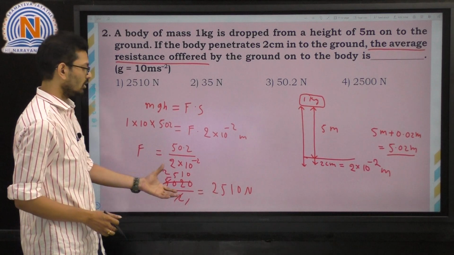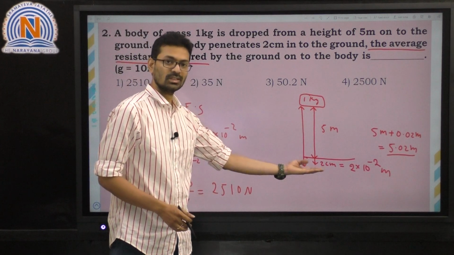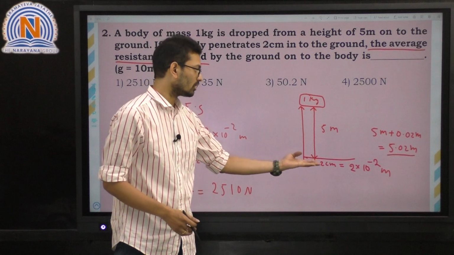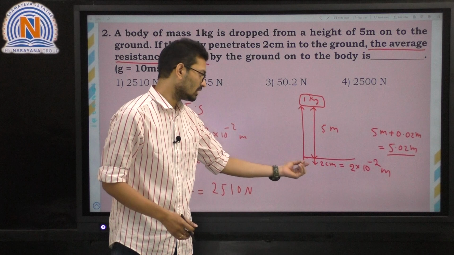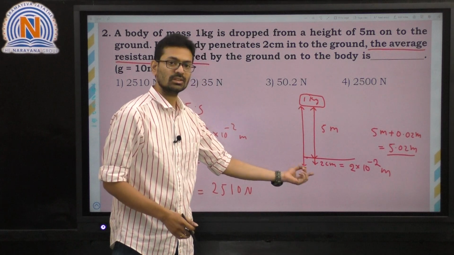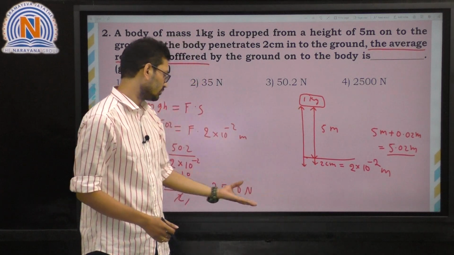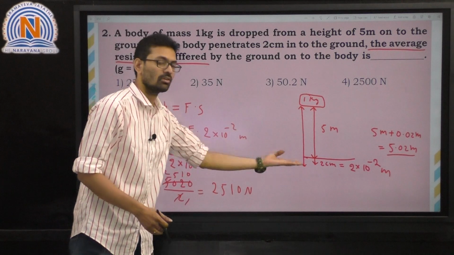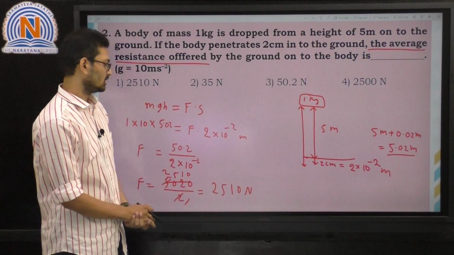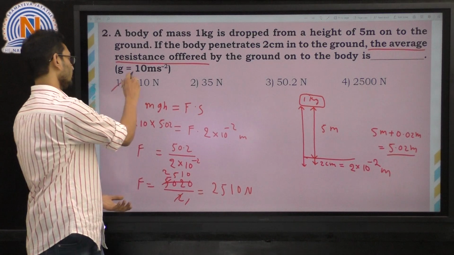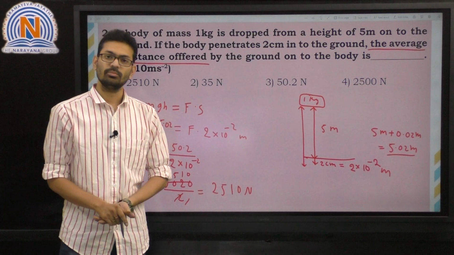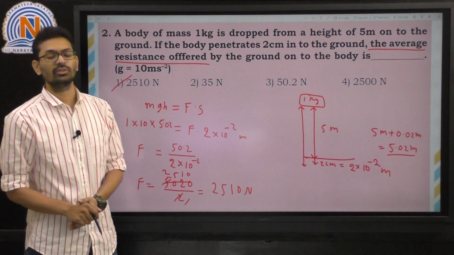So the resisting force that the ground is offering is 2510 newtons. Taking the total length, the force which the ground applied to resist is 2510 newtons. So that is option number 1. Hope this is helpful. Let us go with the next question.